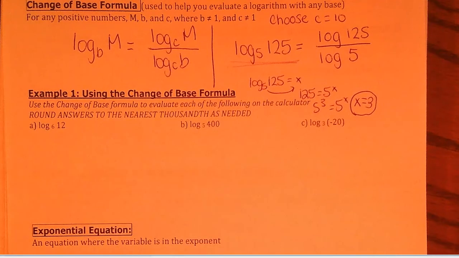Okay, and then I'm going to divide that by the log of 5. So hit my log button and 5. And you guys should see there that that result is 3, which is what we have. All right, so the rest of this is just some practice.